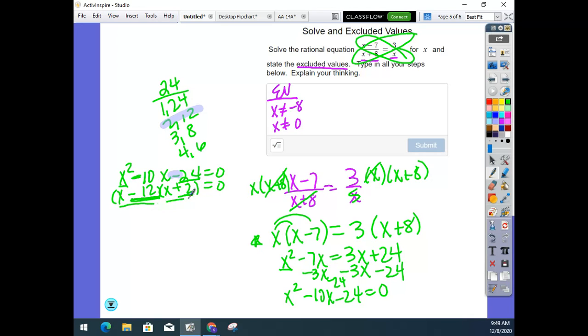Then what makes each factor equal 0, 12 and negative 2. And I come back up, make sure neither one matches my excluded values. So these are my solutions, and these are my excluded values. Both are needed for the final answer.